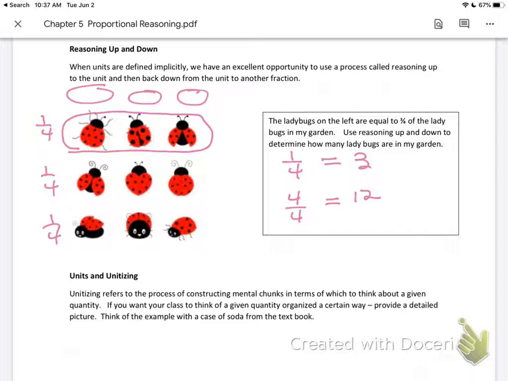Okay, units and unitizing. Unitizing refers to the process of constructing mental chunks in terms of which to think about a given quantity. If you want your class to think of a given quantity organized a certain way, you want to provide a detailed picture. Think of the example with a case of soda from the textbook. A case has 24 cans. You could have 4 6-packs or some other kind of combination. So if you want them to think about it in a certain way, then you want to be explicit about that.